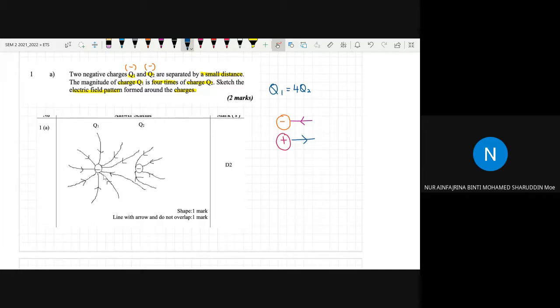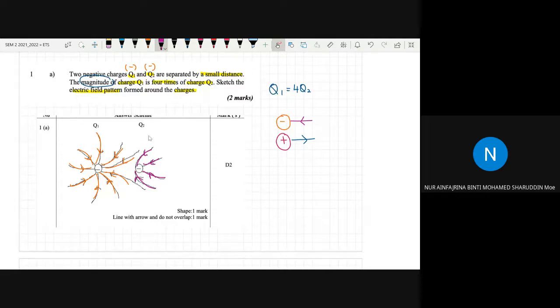But if you can see here, why is Q1 drawn a bit bigger compared to Q2? Because the magnitude of charge Q1 is larger than charge Q2. So if you look, its electric field goes in. This is the electric field from around Q1, and this is the electric field from around charge 2.